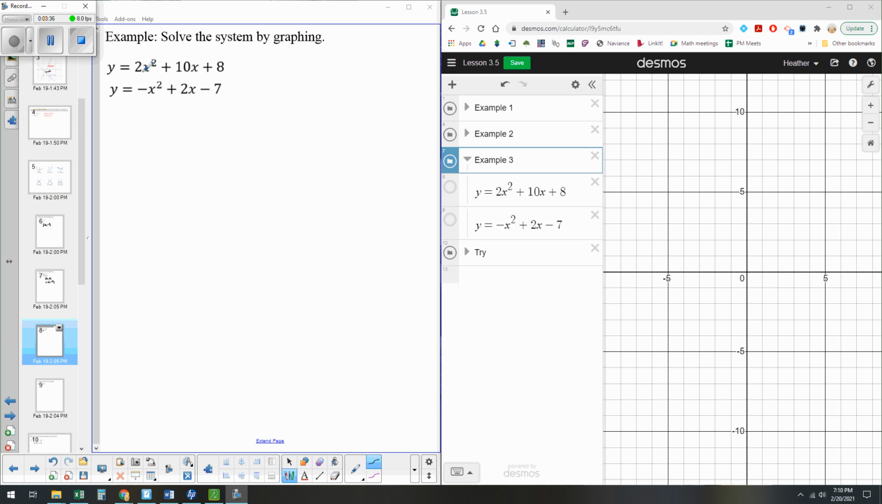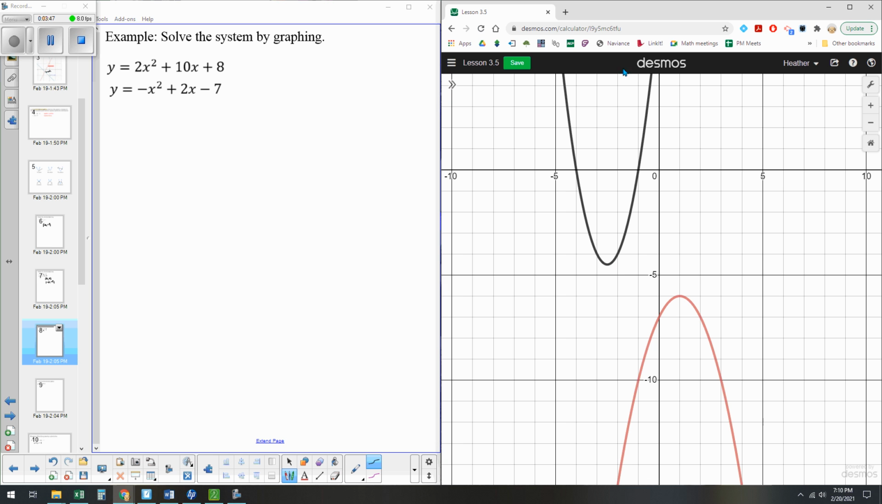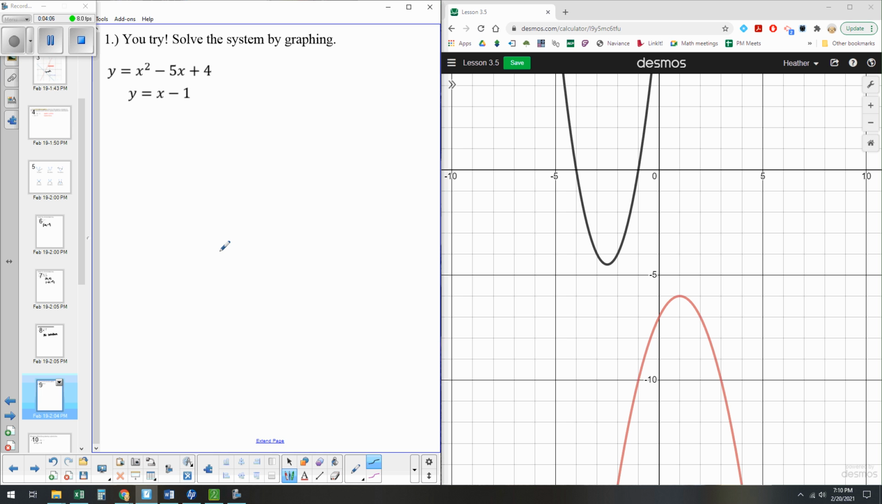So we have 2x squared plus 10x plus 8. And we have -x squared plus 2x minus 7. So I'm going to go ahead and graph both of those. And if I look at this, they don't cross at all, right? This is going to go up forever, this is going to go down forever, and they never get to meet. So that means this is actually no solution. Okay, and that would be our answer for that one. So I'm going to have you try this one. You could pause it, and I will show the answer.